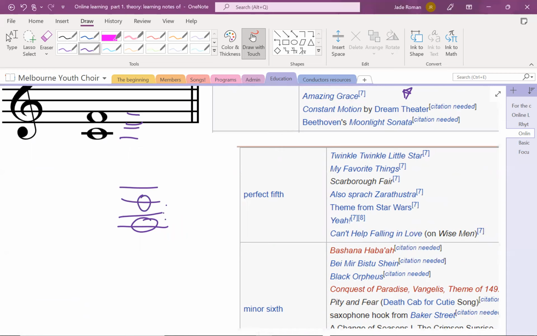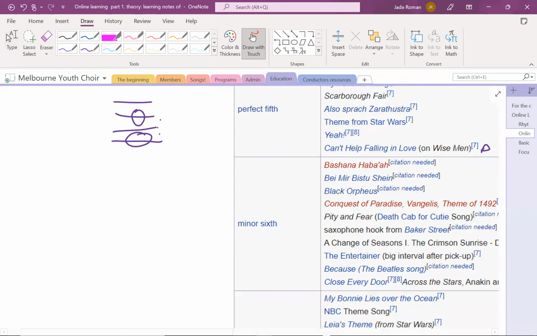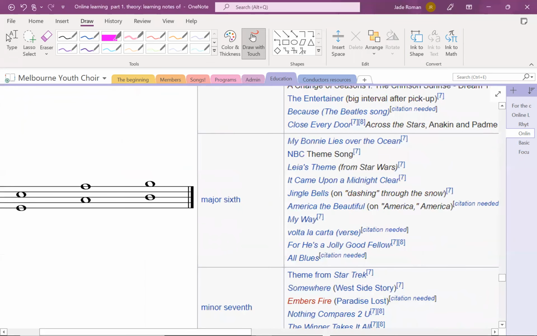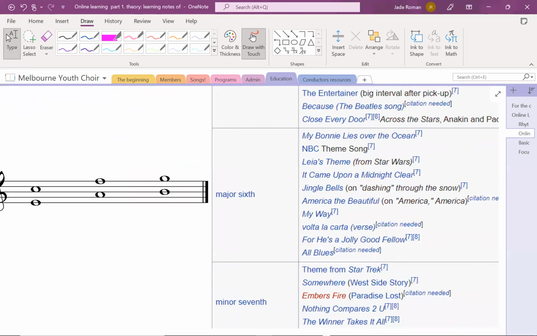And Twinkle Twinkle Little Star is a pretty big giveaway. That's a perfect fifth. Twinkle, twinkle, little star. Or another one that might be memorable is Wise Men Say. That helps us hear what a fifth is like, and you will hear these pretty often. We have minor sixth. We have major sixth. The one that they give us is Jingle Bells in the dashing through the snow part.